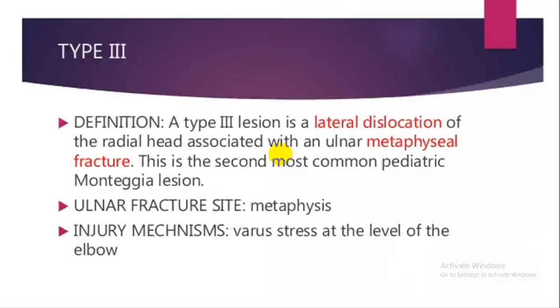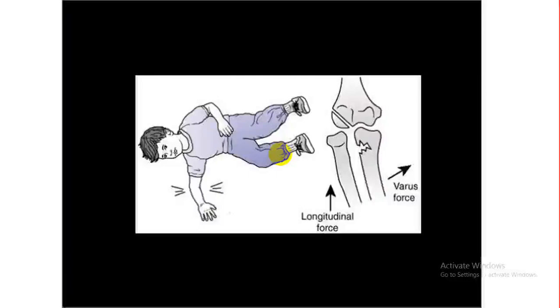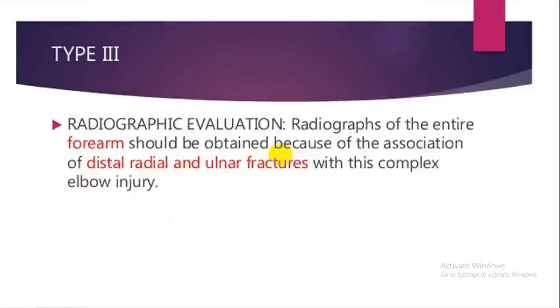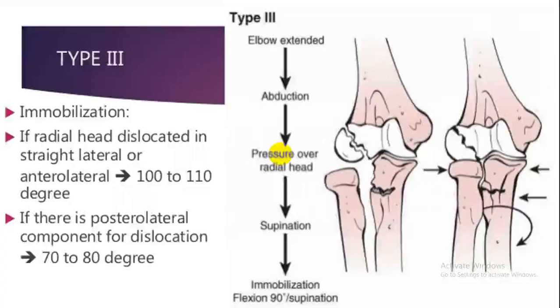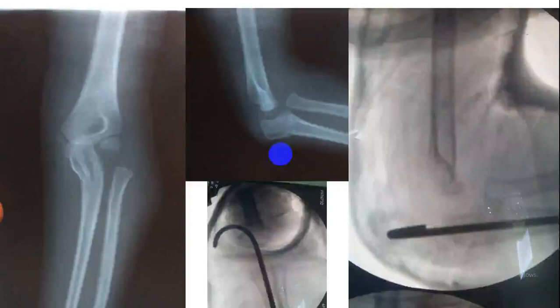Type 3, there is lateral dislocation of the radial head due to varus stress, the mechanism of injury, so reduction must be done in abduction with lateral pressure on the radial head to reduce it. Varus stress. Treatment is also reduction of the radial head, and we need an intramedullary wire.